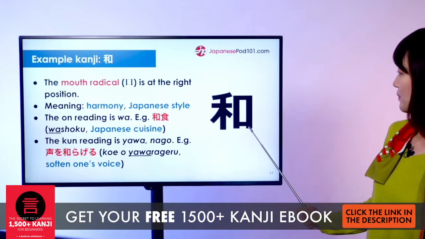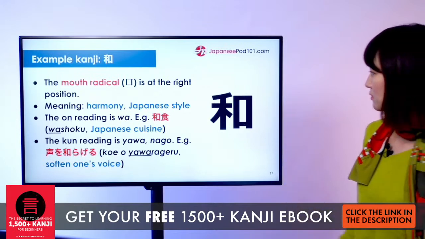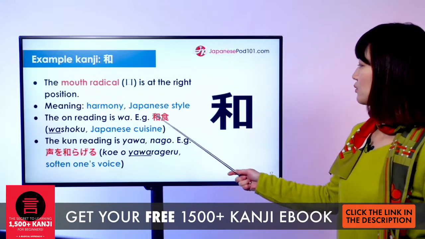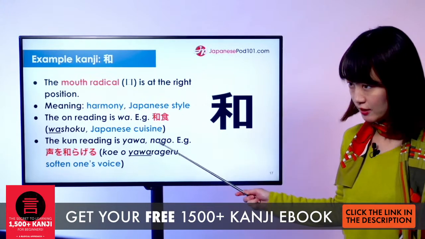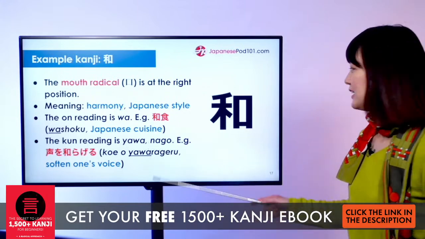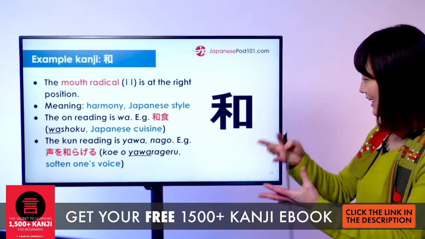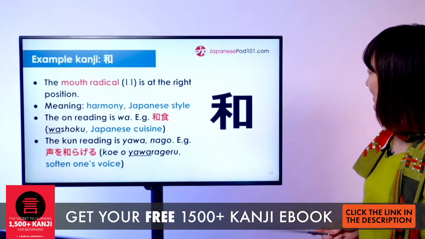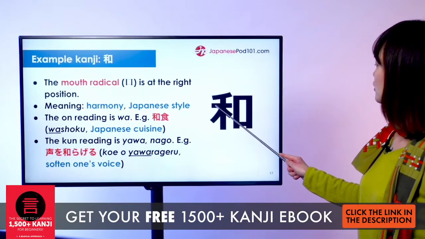Next 漢字 is this one. The mouth radical is at the right position. 右側にあります. And the meaning is harmony or Japanese style. The on reading is wa, as in 和食 meaning Japanese cuisine. The kun reading is yawa or nago, as in 声を和らげる, soften one's voice. Okay.